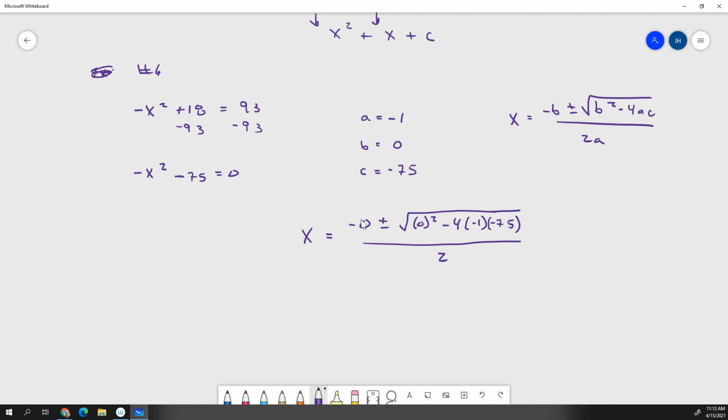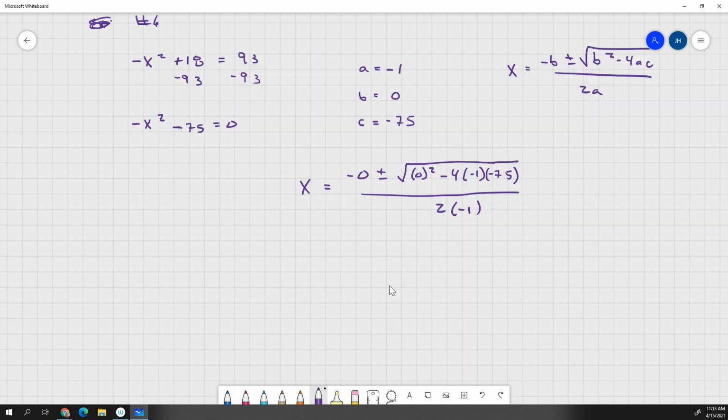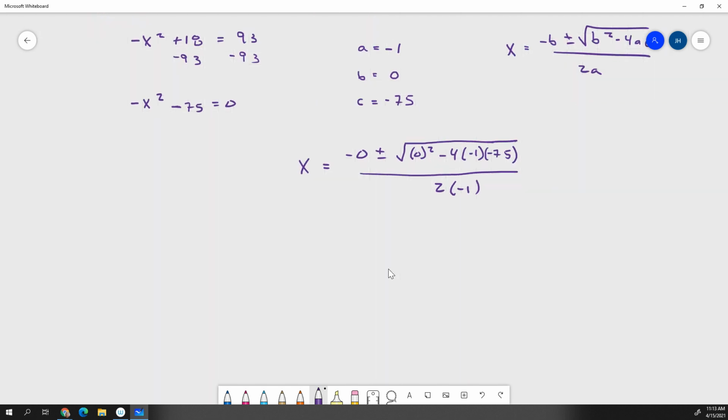All over 2 times a, which is negative 1. And so this just got a whole lot easier to solve. Anytime you have zeros in something, you should be relieved because it makes it easier to solve, always, right? Because negative 0 is just 0. So we're left with plus or minus whatever is underneath this thing.